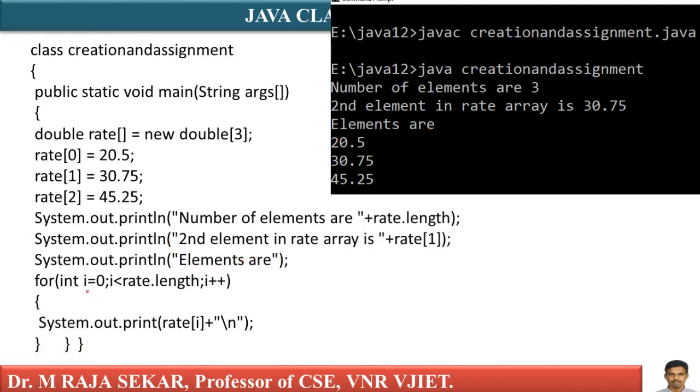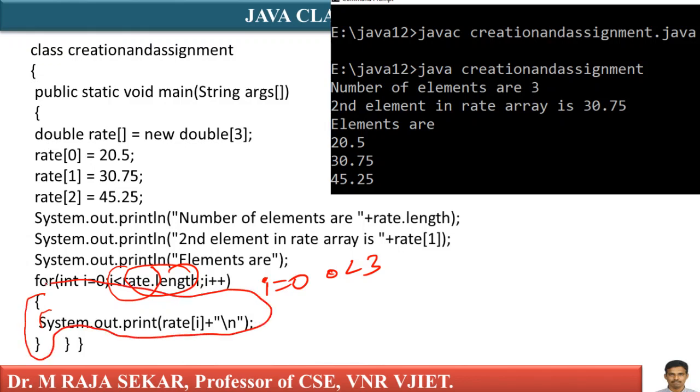Now what will it print? Just see, this is a for loop. I will discuss these loops later. Time being, just understand like this. I equal 0. 0 less than rate dot length. What is rate dot length? 3. 0 less than 3. True. If it is true, this particular body will get executed. This is the for loop body. Of course, this is the class beginning. This one is the class ending. This is main beginning. This is main ending.